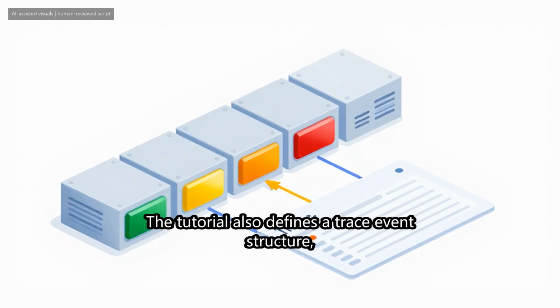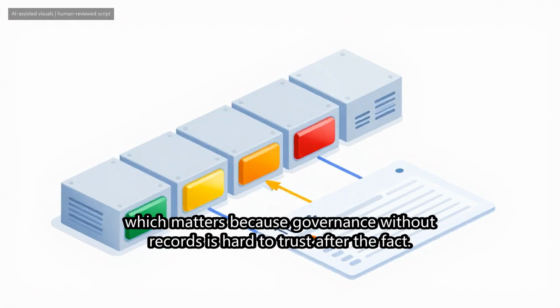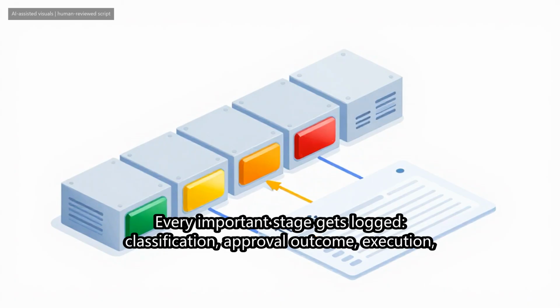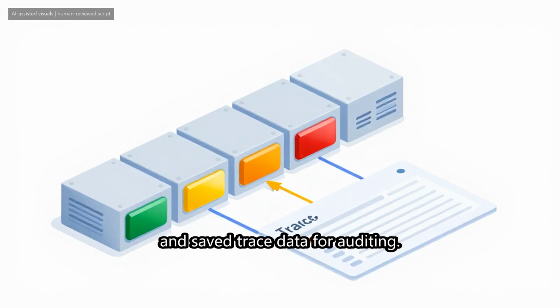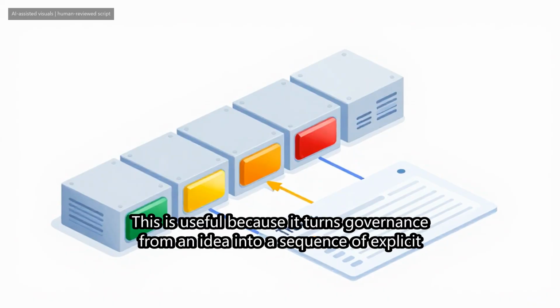The tutorial also defines a trace event structure, which matters because governance without records is hard to trust after the fact. Every important stage is logged: classification, approval outcome, execution, and saved trace data for auditing. This is useful because it turns governance from an idea into a sequence of explicit system events.